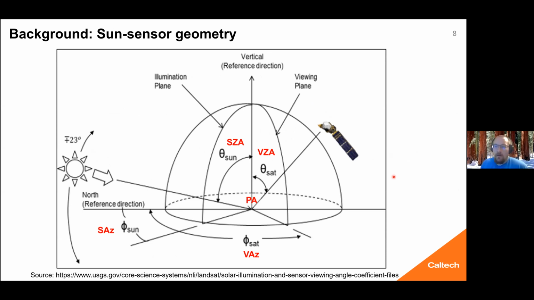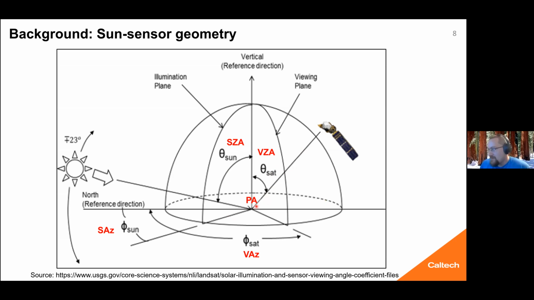So a little more on this BRDF effect. What does BRDF mean for satellite observations? We term this sun-sensor geometry. So what really matters here is the geometry between the sun and the satellite. And this figure is illustrating a number of different things. It's illustrating the solar zenith angle, which is theta sun, and then the viewing zenith angle, theta satellite. And we also have azimuth angles. So we have the solar azimuth angle down here.